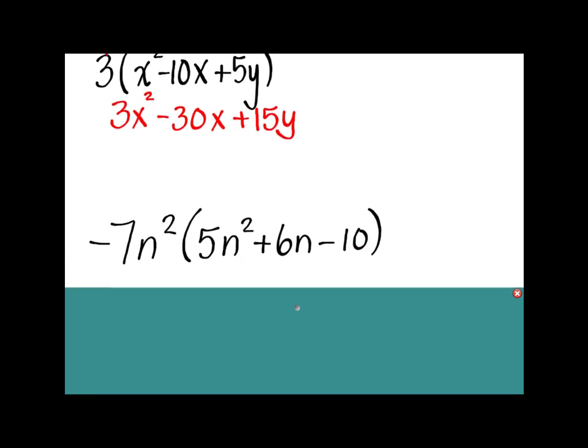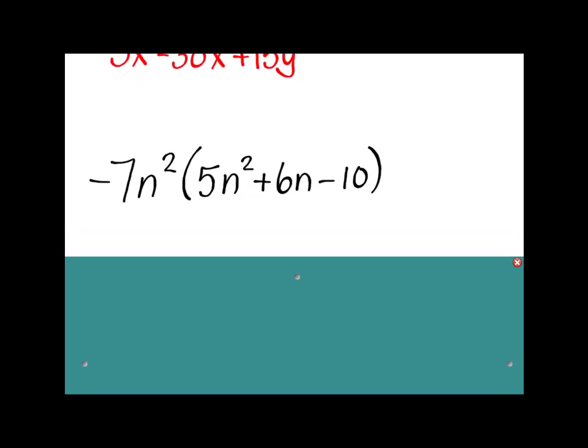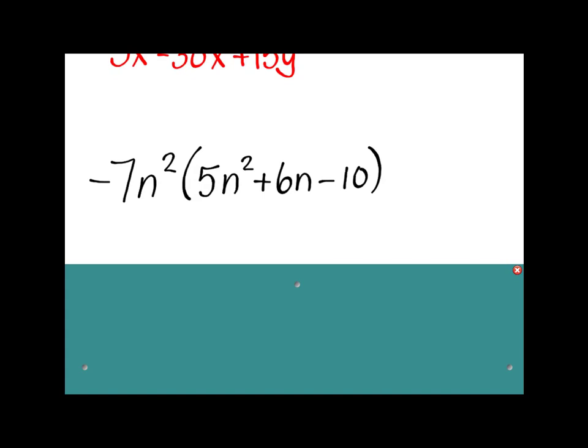My next example, I have negative 7n squared. So I have to take that whole thing, that's a monomial, and I have to multiply that by every term inside the brackets. I'm going to multiply the negative 7 times the 5, so numbers with numbers, and I'm going to do letters with letters.